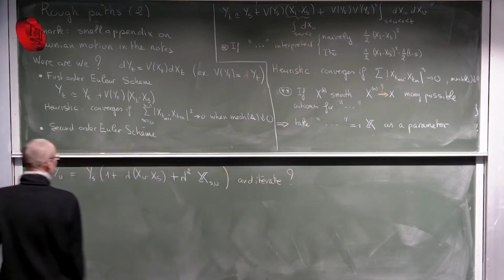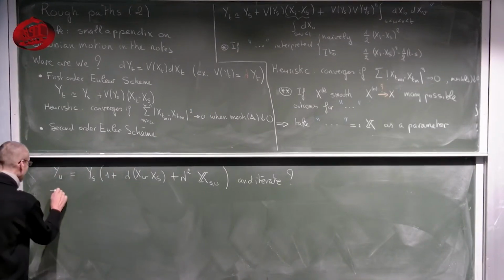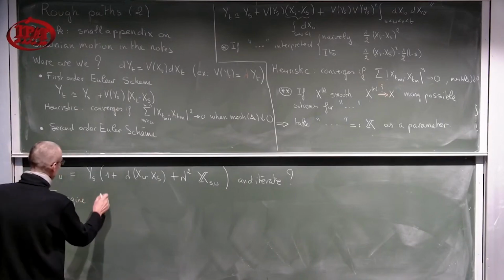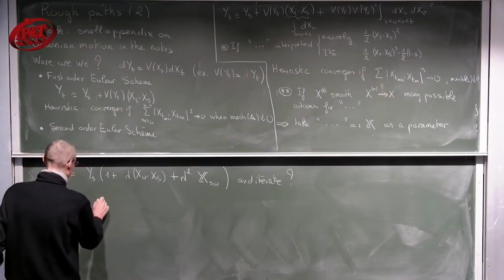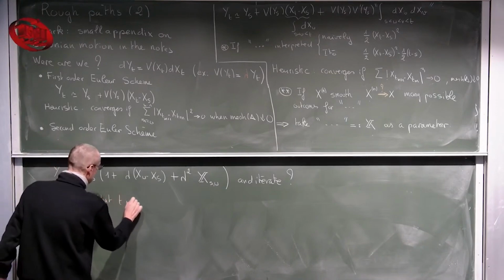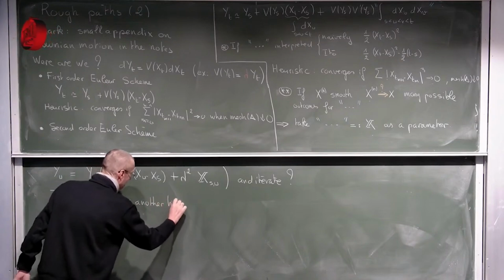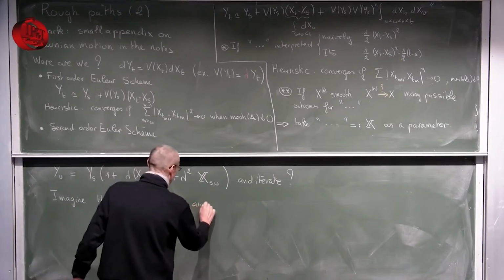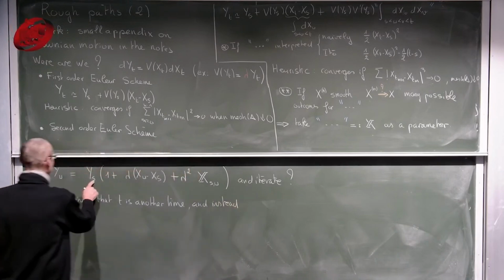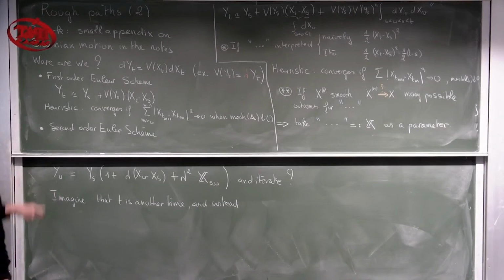And to see what happens, one simple thing we can do is to say, okay, imagine that t is another time, and instead of going directly from time s to time u, we first go from s to t and then from t to u.